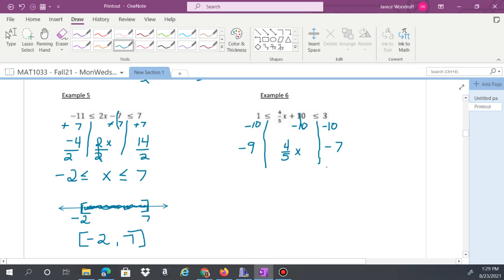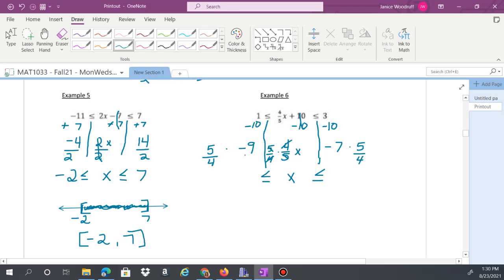And then I need to isolate this x. Do you guys remember what to do when there's a fraction in front of the x? Multiply it by not just the denominator, but the reciprocal. So we're going to flip the fraction, multiply everything by 5/4. That way, these 5's cancel, and those 4's cancel. So the reciprocal will cancel out that fraction. The x will stay isolated. It's a positive, so I don't need to change the symbols.